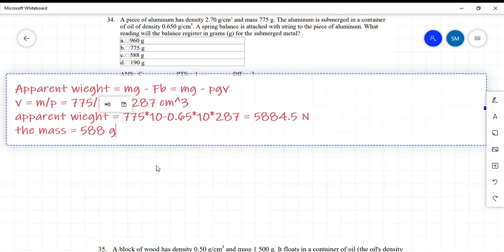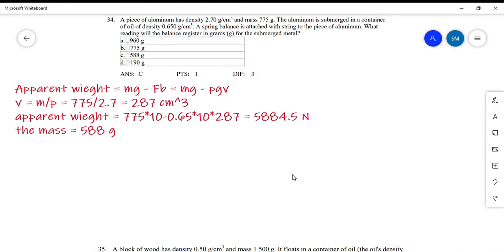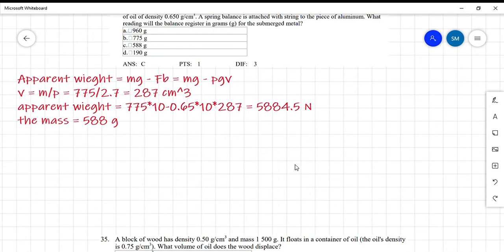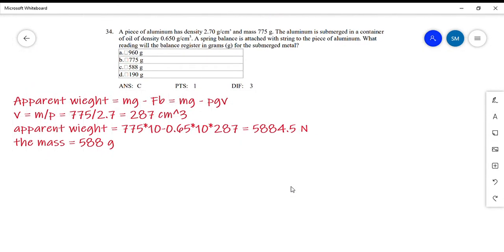You may ask yourself why we didn't convert from grams to kilograms. He gave us the mass in grams, not in kilograms. So all the numbers in the question are in grams and centimeter cube, so all the units are suitable for each other. If you convert from grams to kilograms, the result will be true, but you will make it harder for yourself.